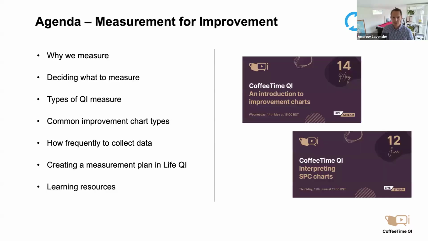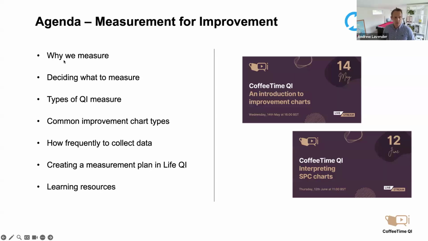Okay, so let's get underway. The agenda today is around measurement for improvement. I should say, obviously, measurement and charts and everything, that's quite a big topic. So what we've actually done in our CoffeeTime QI series is we've split this topic into 3 individual webinars, each 30 minutes long. We're on the first one today. If you're interested in the others, there's the 2 on the right-hand side of the screen here. We've got one coming up on the 14th of May, an introduction to improvement charts. I recommend that. And then looking even further ahead, on the 12th of June, you can come and learn more about how to interpret your charts and what that's telling you. Sophie will share some links to go and sign up for those, but I recommend getting the whole trilogy, if you like, of these webinars.